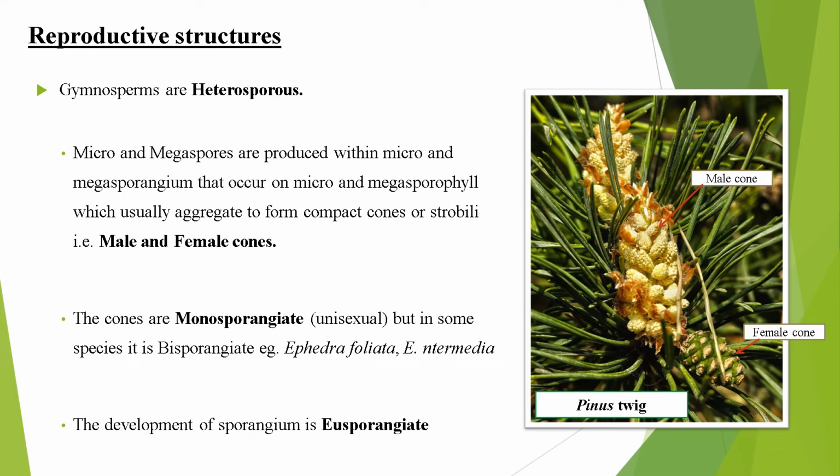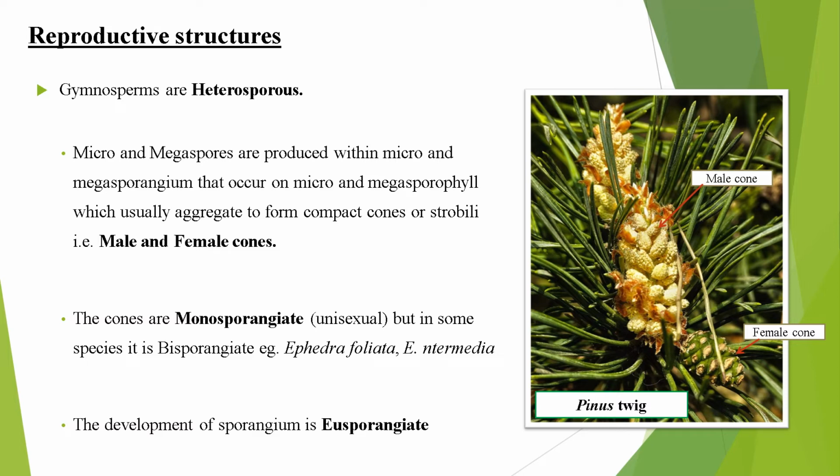Now about reproduction or the reproductive structure of gymnosperms. Gymnosperms are heterosporous, that means two types of spores are formed in them, one is microspores and the other one is megaspores. Microspores are produced within male cones, whereas in female cones megaspores are produced.